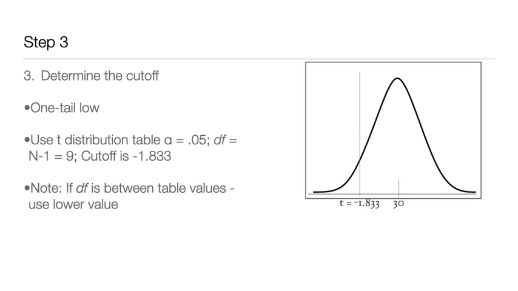So let's put that t value, our cutoff value, on our distribution. We have a 5% chance of making a type 1 error, and there's a 5% chance that the score will fall in this really extreme part of the distribution.